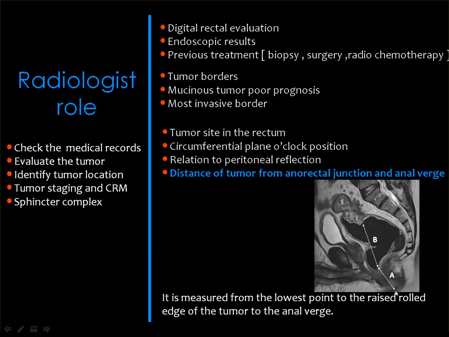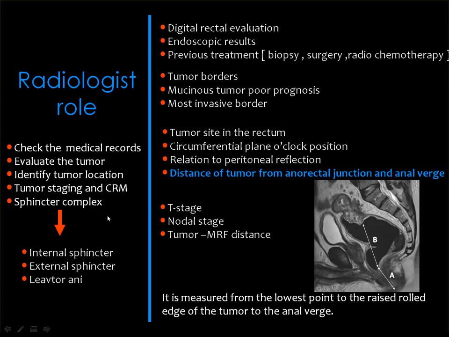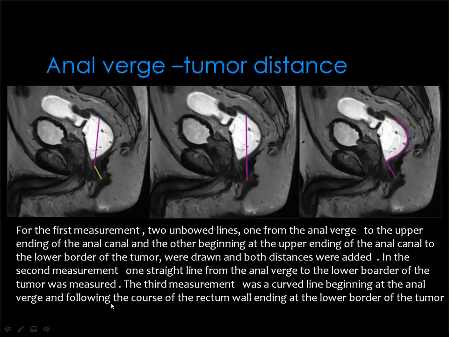This is one of the ways to measure the distance between the tumor and the anal verge: you put a line measuring the anal canal separately, then another line from the top of the anal canal to the inferior margin of the tumor. Then you stage the tumor by T and N and M stage, and you especially emphasize the tumor to mesorectal fascia distance. Then sphincteric complex: you assess the internal sphincter, the external sphincter, and the levator ani.